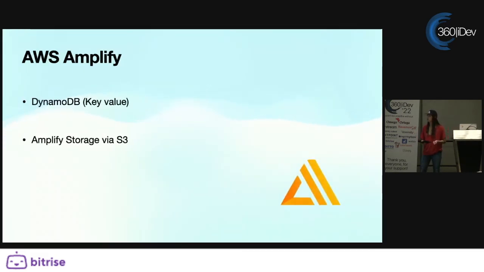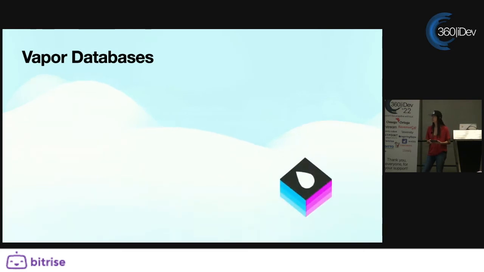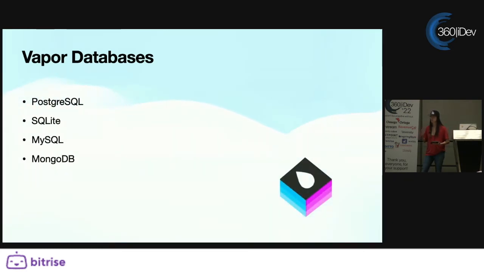With Amplify, you can use DynamoDB, which is their key value database, and they have Amplify Storage, which uses the backend service called S3 for their storage solution. And then again, with Vapor, you have the option to do whichever database you want out of these 4 at the moment, but Vapor is an open source project, so you can actually submit an issue if you wanted to start adding more things like SQL Server and seeing that kind of interfacing.